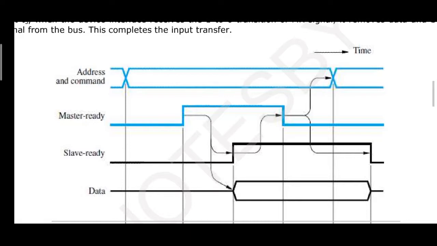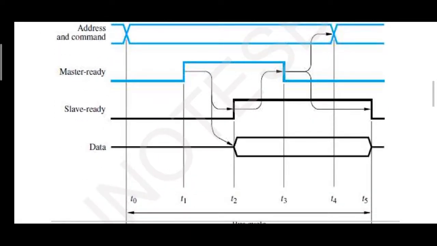So address and command will be transmitted. There is no clock cycle, so randomly address and command will be transmitted. Soon after the transmission of address, master's ready signal will be asserted. So this is considered as one interval now. Once the process begins, that interval is marked as T0. Now once the master ready signal is asserted by the device serving as a master, that interval is marked as T1 now, right? This master ready signal will be deactivated after a certain interval. We call it T3. You just go through the diagram, you will come to know.